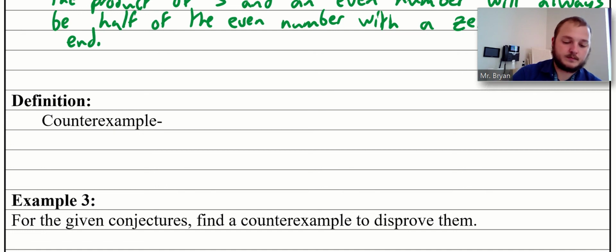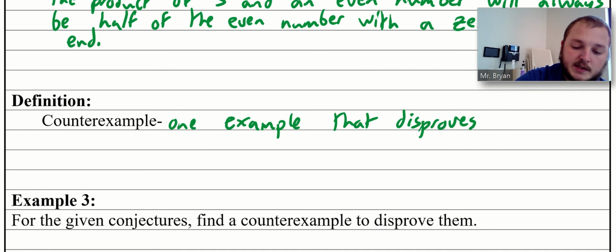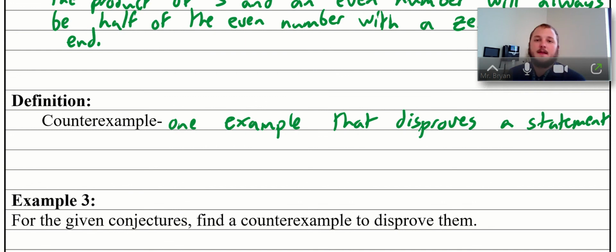Okay, a counterexample is one example that disproves a statement. Okay, one example that disproves a statement. So we're going to notice we're using all these conjectures, and we have these different statements here. And really when we make them, like for instance on those last ones, we said every time you add two odd numbers together, you're going to get an even number. A counterexample to that is just one example that breaks the whole thing. Because if I say this is true for every case, and I find one case where that's wrong, then the whole statement is incorrect. It's not true for everything.